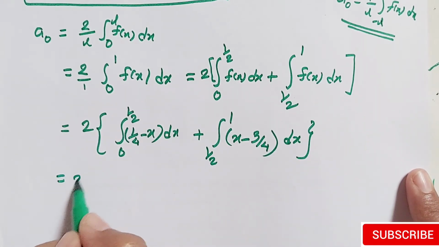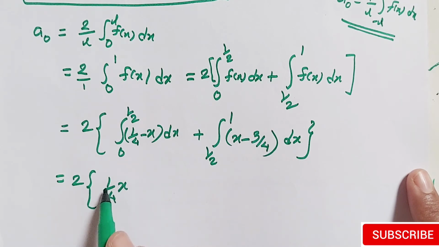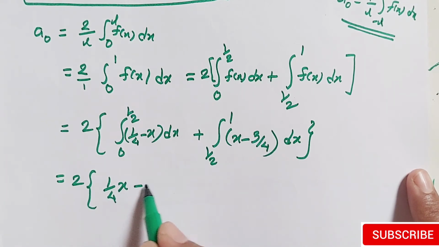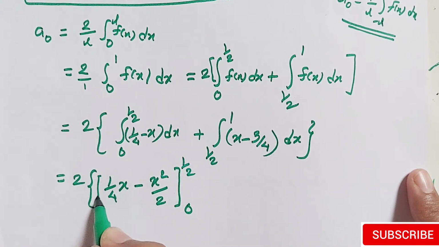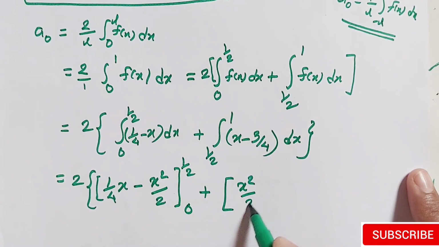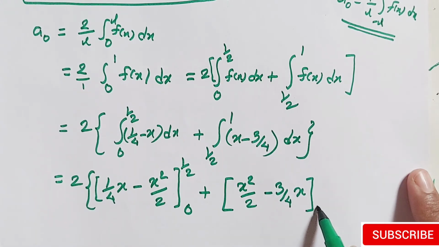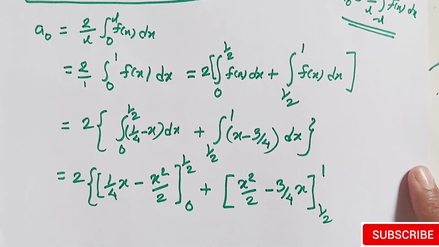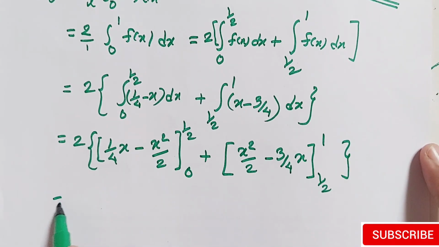Integrate this term. 1/4 x, constant integration, minus the integration of x, which is x²/2, with limit 0 to 1/2. Next, the integration of x is x²/2, minus 3/4 times the integration of a constant, which is x, with limit 1/2 to 1. In the next step, put the upper limit minus the lower limit.